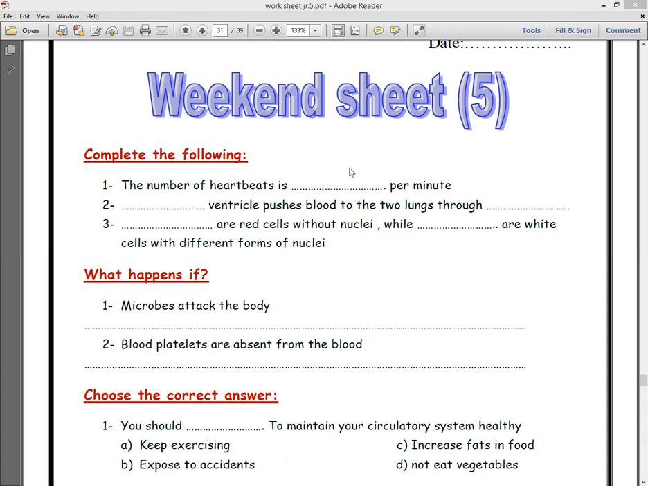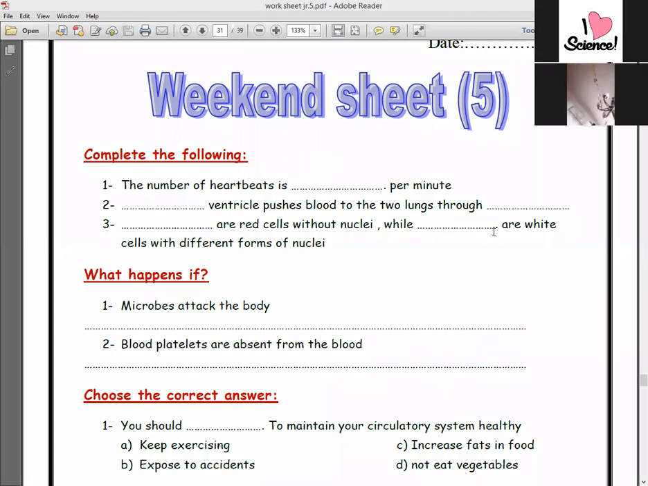Number 1, let's start to solve weekend sheet number 5. Number 1, the number of the heartbeats is what per minute? I said that the number of heartbeats is 70 beats per minute.